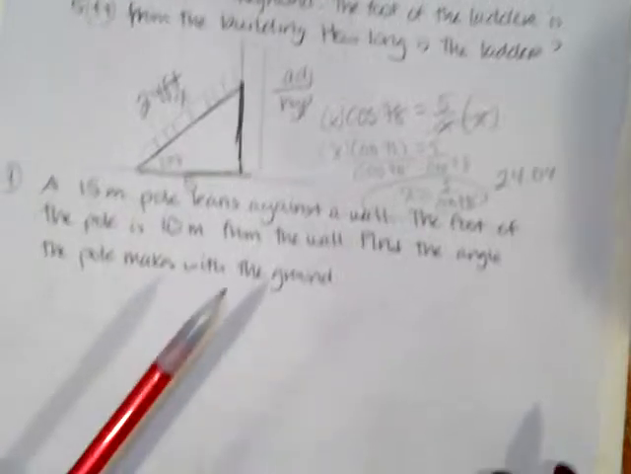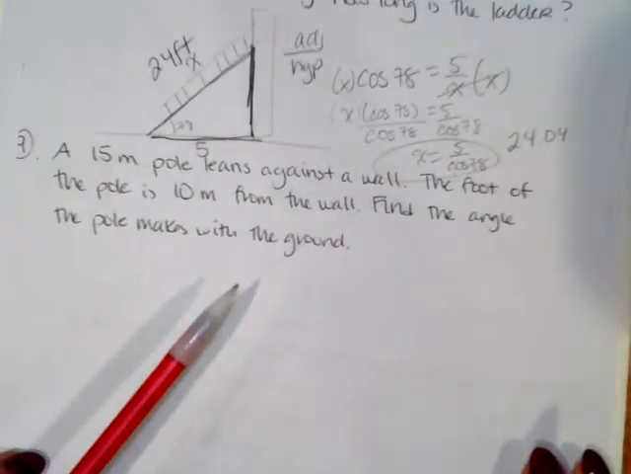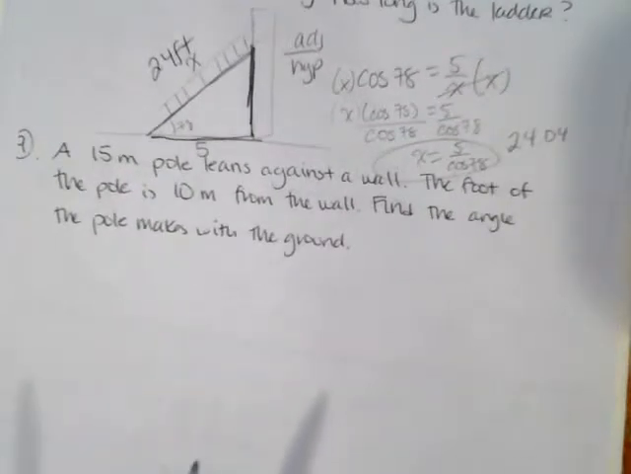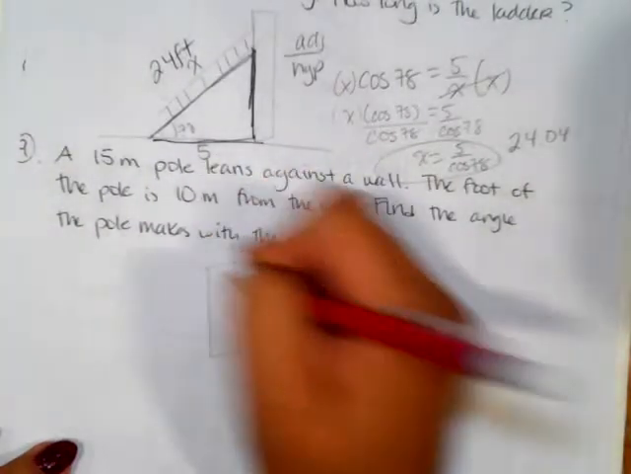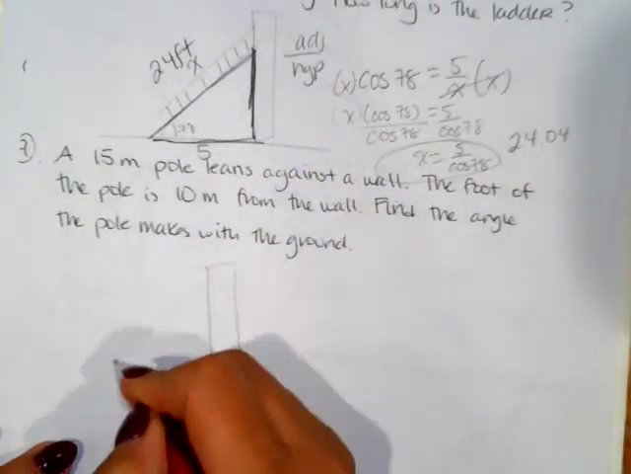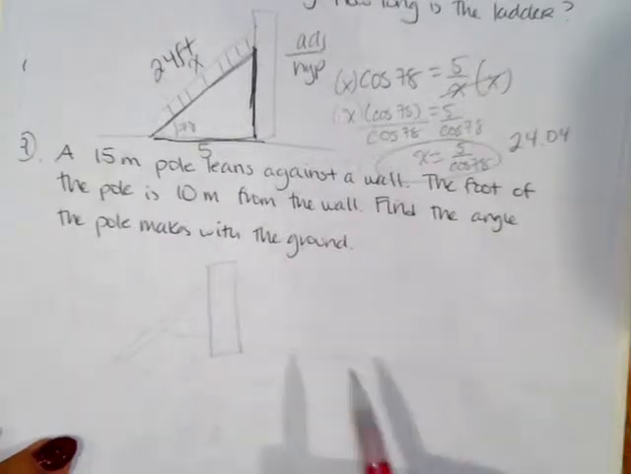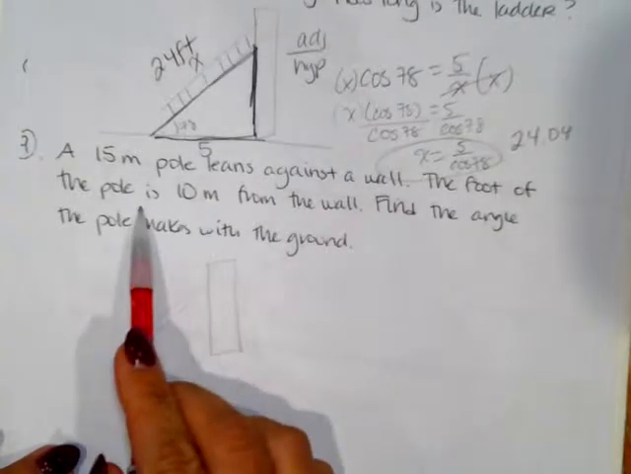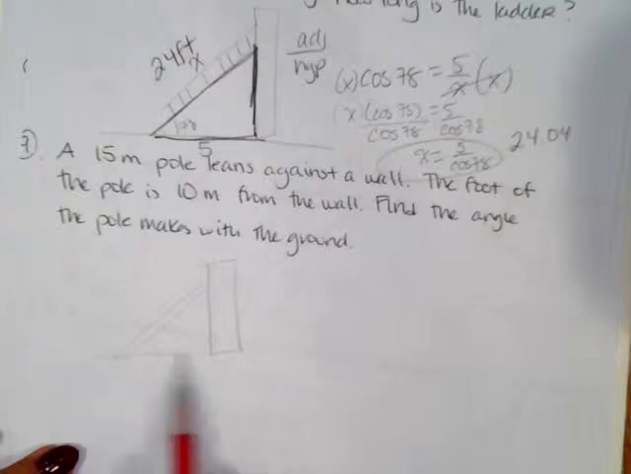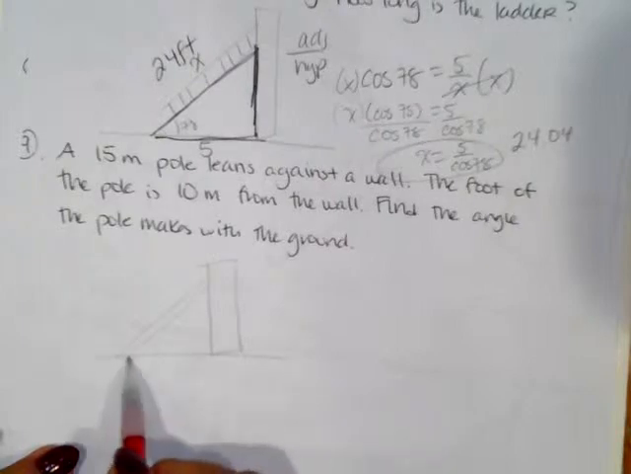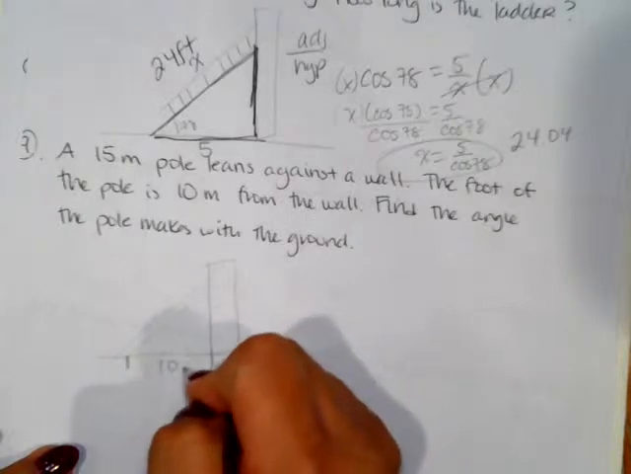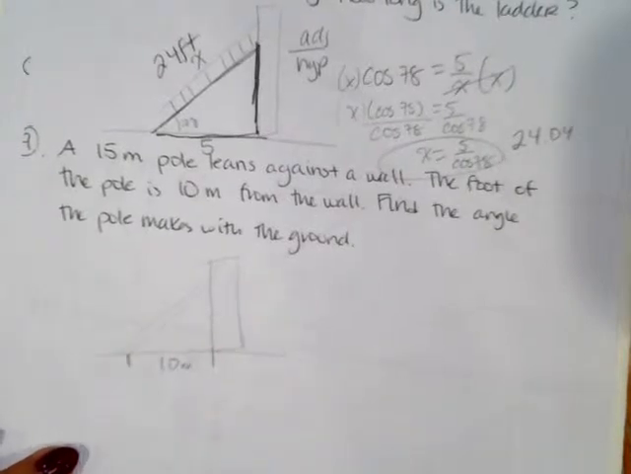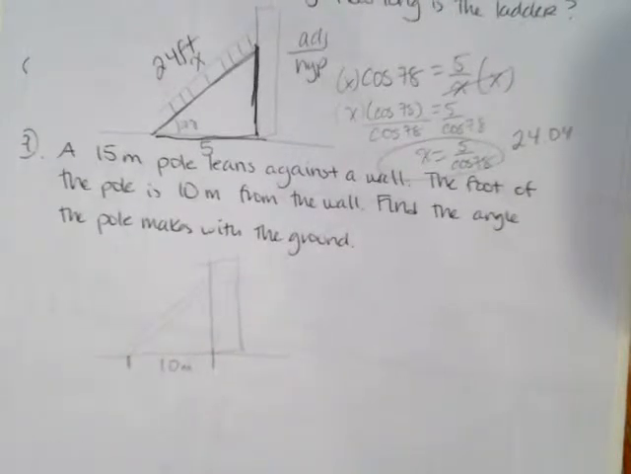All right, second word problem. A 15-meter pole leans against a wall. So I've got my wall. There's my pole. The foot of the pole is 10 meters from the wall. So here's this and this. That's 10 meters. Find the angle the pole makes with the ground.